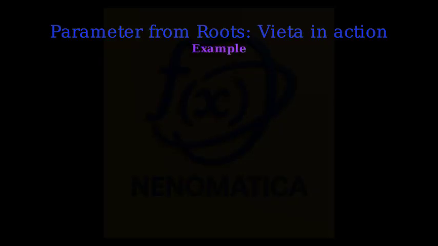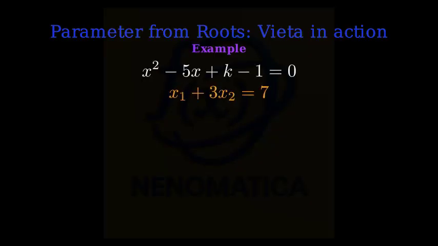In this example, we will extract the parameter k from a quadratic using a relation between its roots. First, show the word example. Then state the quadratic and the root relation we are given. Step 1. Use Vieta's formulas for a monic quadratic. The sum of the roots is minus b over a, which here equals 5. The product of the roots equals the constant term, which is k minus 1. We will mainly need the sum.